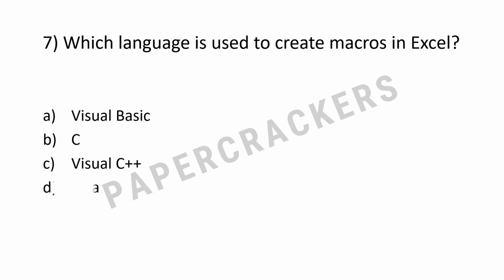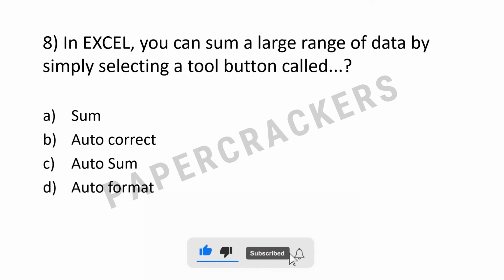Question number 7. Which language is used to create macros in Excel? Visual Basic, C, Visual C++, and Java. And the correct answer is Visual Basic. इसको VB भी कहा जाता है. Question number 8. In Excel, you can sum a large range of data by simply selecting a tool button called Sum, autocorrect, autosum, autoformat. The correct answer is autosum.